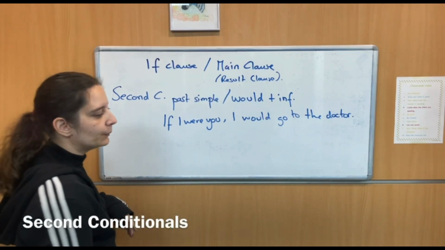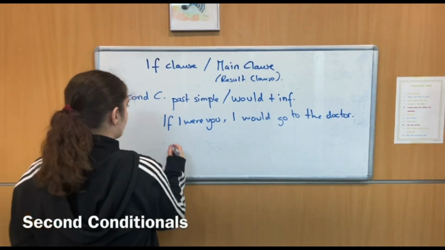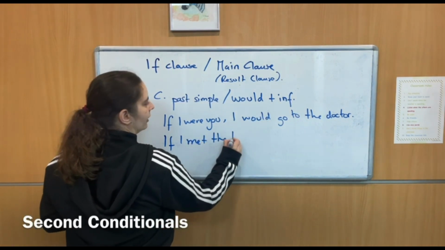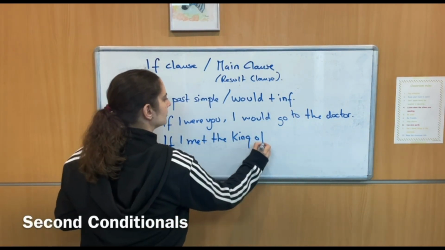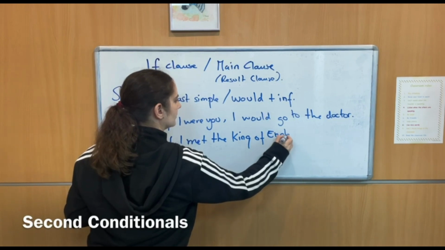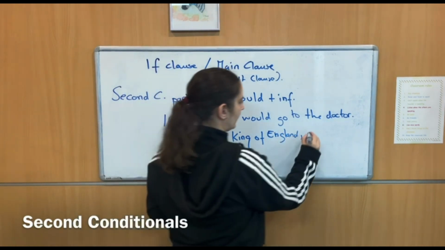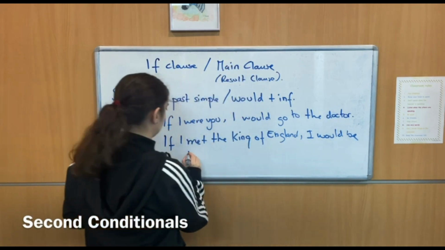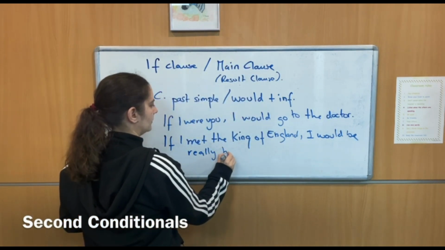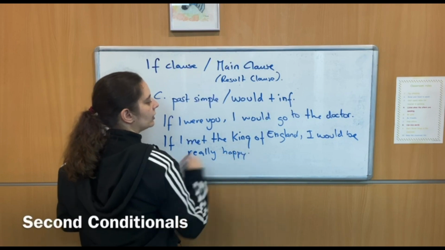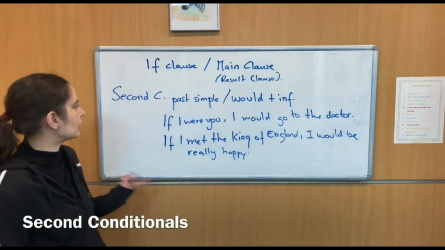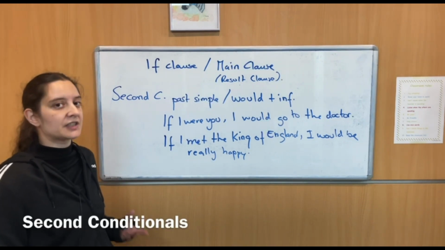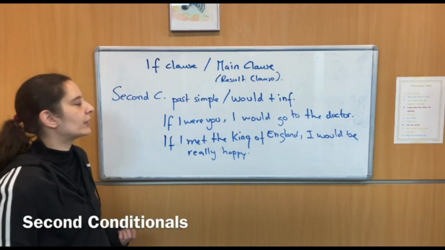Another example would be, if I met the King of England, I would be really happy. In this case, we are not talking about giving advice, but about a situation which is unlikely to happen in the present or in the future. It's not impossible, but it's not very likely to happen.